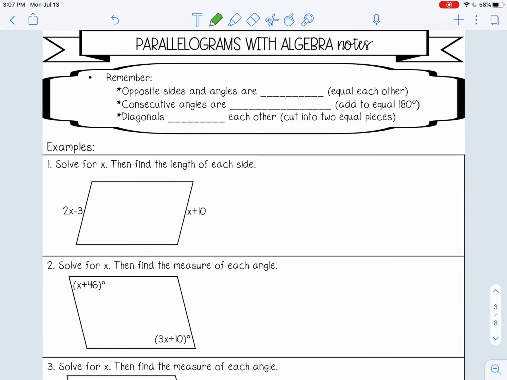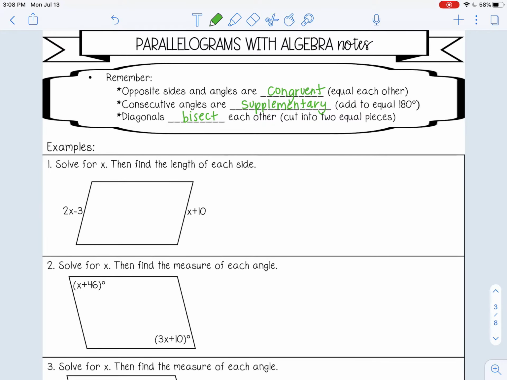First of all, in a parallelogram, opposite sides and opposite angles are congruent, which of course means equal to each other. Consecutive angles, and remember that means angles that are side by side like these, those are supplementary, which we know means adds to equal 180 degrees. And then the diagonals of a parallelogram will bisect each other, which means to cut into two equal pieces. All right, so let's look at some examples.